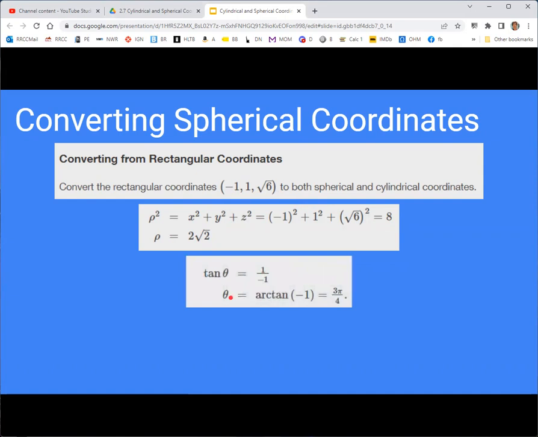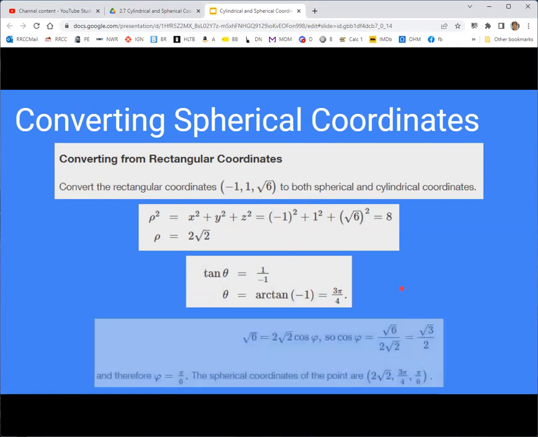Theta is the same theta from before, and so it's inverse tangent of y over x. In this case, I get 3 pi over 4. And phi is inverse cosine of z over rho. We already have rho as 2 square root of 2. We already have z as square root of 6. So it's just square root of 6 over 2 square root of 2 is cosine of phi. Do the inverse cosine, and you get pi over 6. So there's your spherical coordinates.